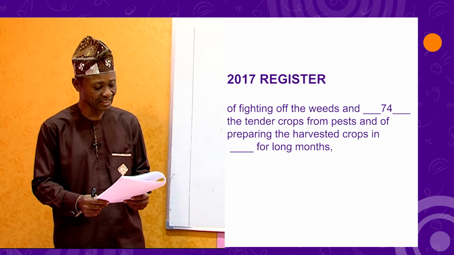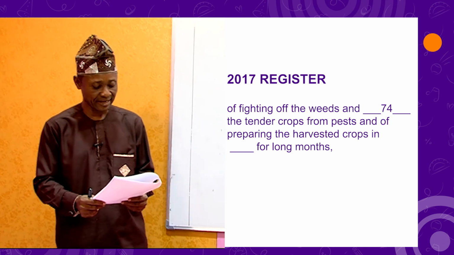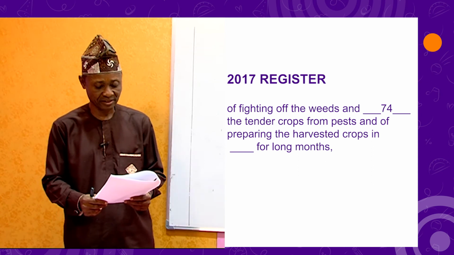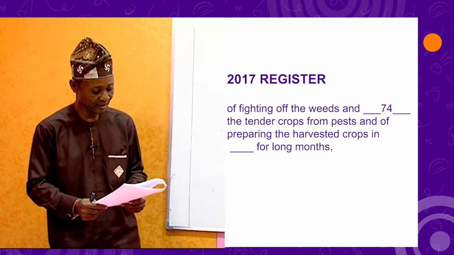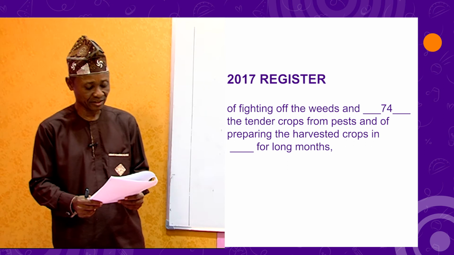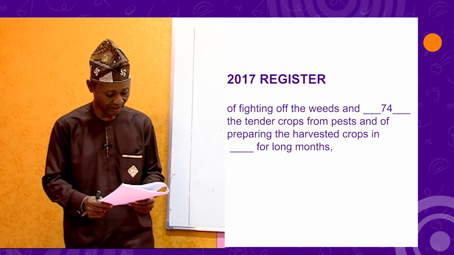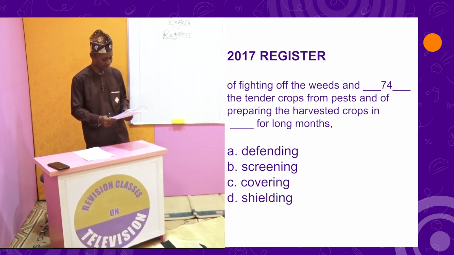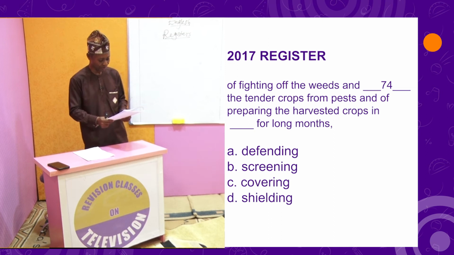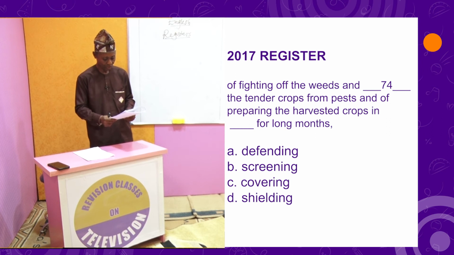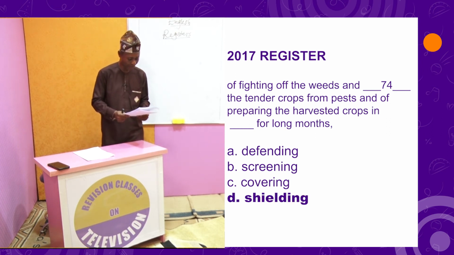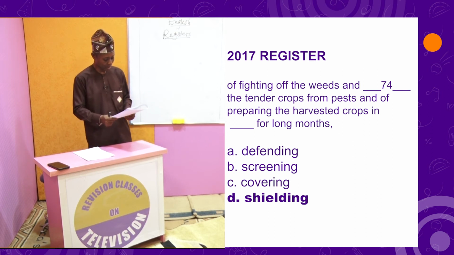Of fighting off the weeds and dash the tender crops from pests, and of preparing the harvested crops in dash for long months. Question number 74. Option A, defending. B, screening. C, covering. D, shielding. Shielding, which is option D, is the appropriate answer to question number 74.